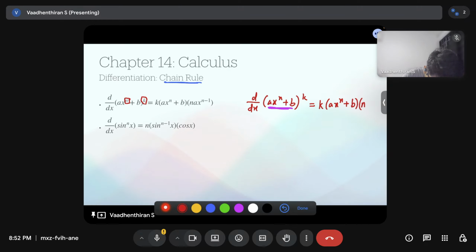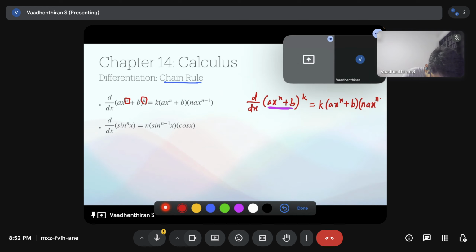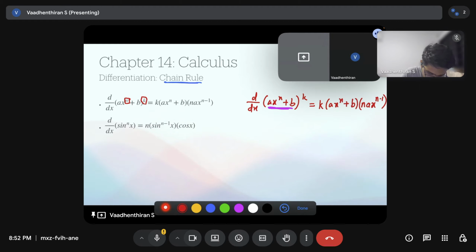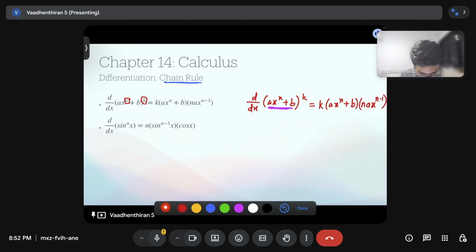So you bring down the n, a to the x, and then you subtract 1 from the power of x. So this is what I've written over here, as you can see. So that's how it's done.